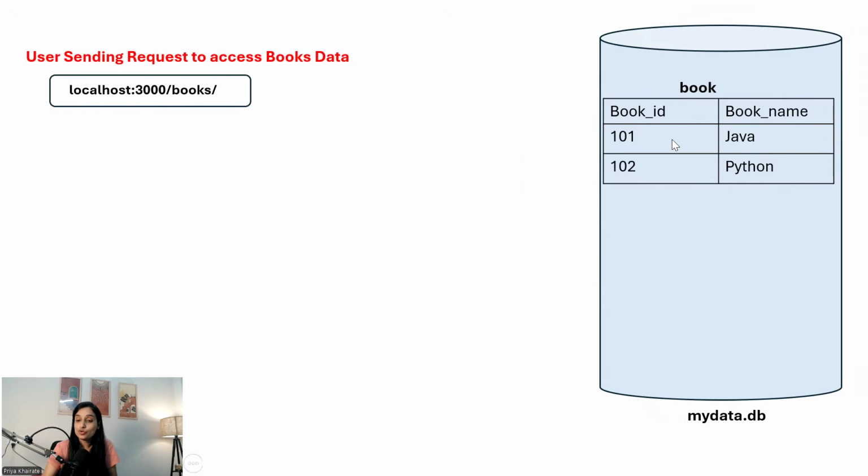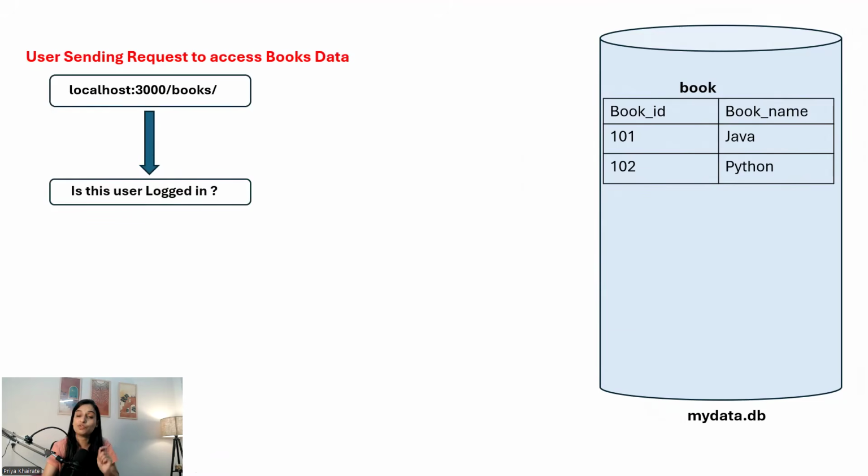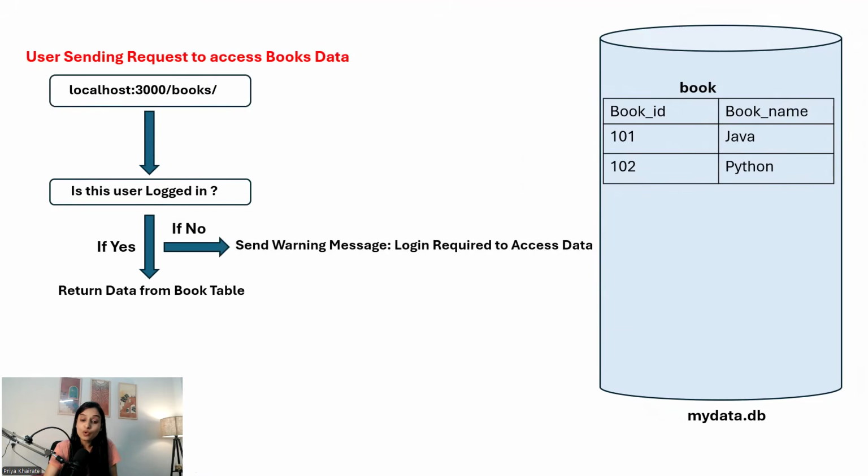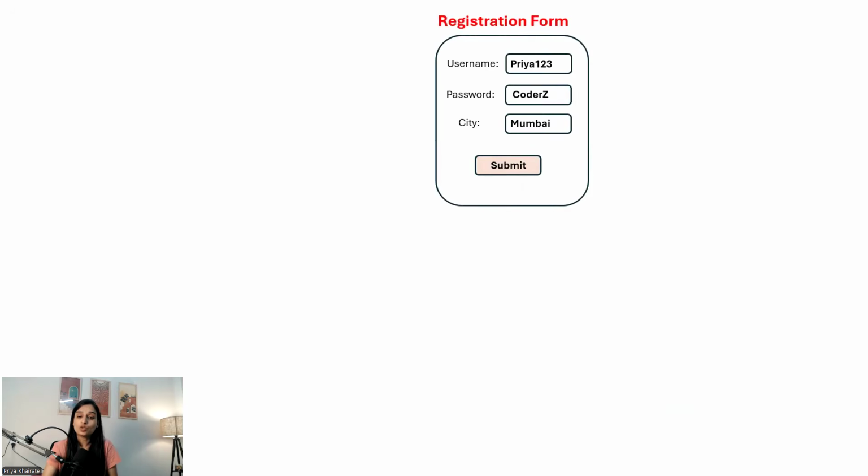Okay. We should not return all the data from our books table directly. So first we should check, is this user logged in? If yes, then we will return all the book data. If no, we are going to send one warning message to the user that login is required to access the data. This is what we want, correct, right? So let's now learn how we can achieve this, okay? So first we have to display one registration form for the user, because the user can log in only when the user has registered first. Without registration, how will the user log in, correct, right?